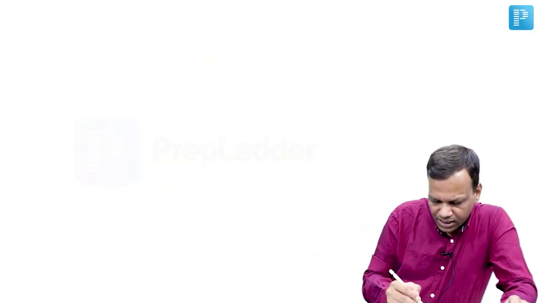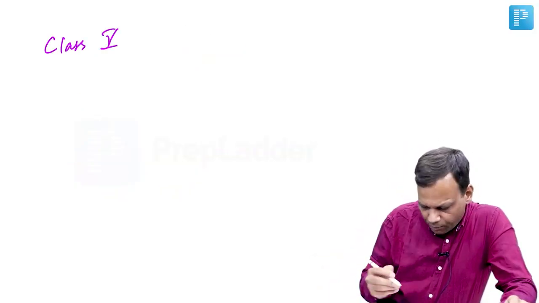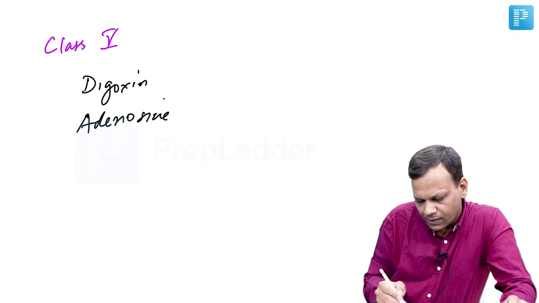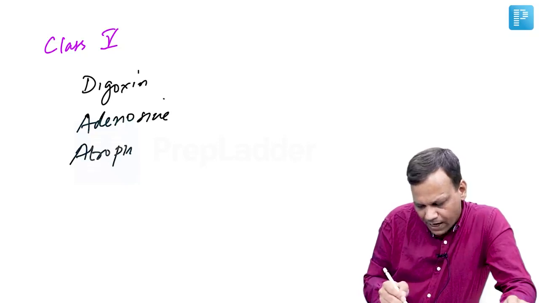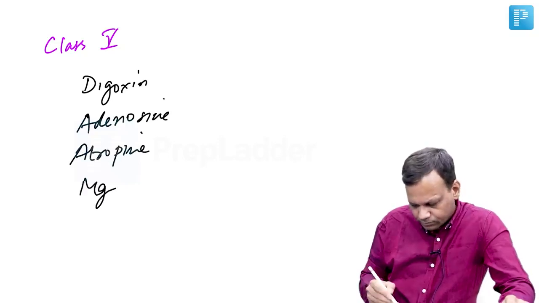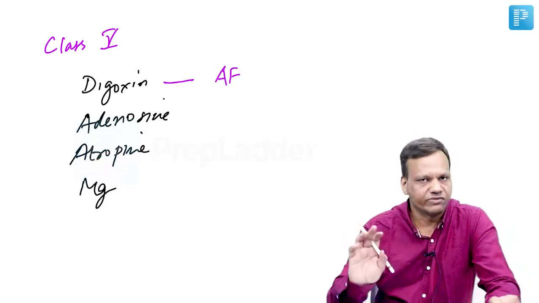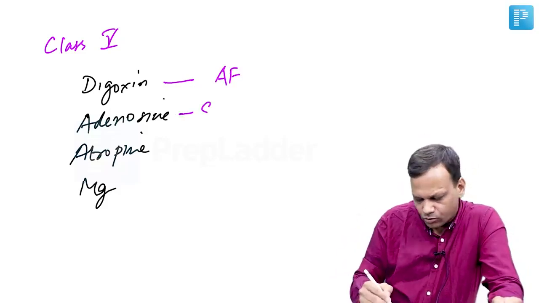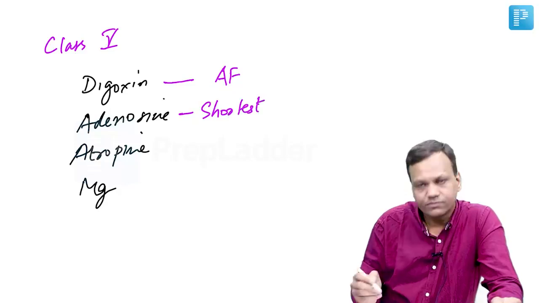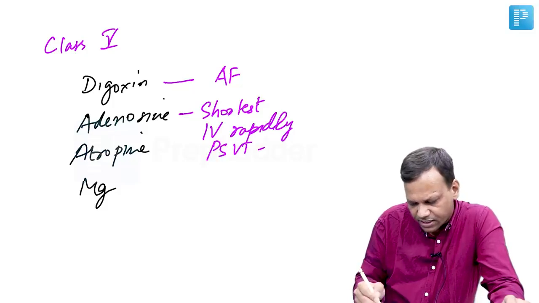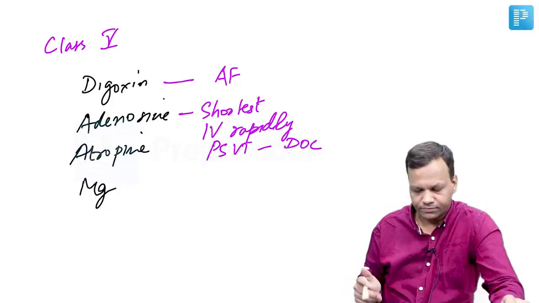Okay. Then class 5 or miscellaneous drugs. The important drugs in this include digoxin, adenosine, atropine, and magnesium. Digoxin is used in atrial fibrillation, particularly when it is associated with CHF. Adenosine is the shortest acting antiarrhythmic drug. It is given IV very rapidly for treatment of an arrhythmia called PSVT. It is the drug of choice for PSVT.